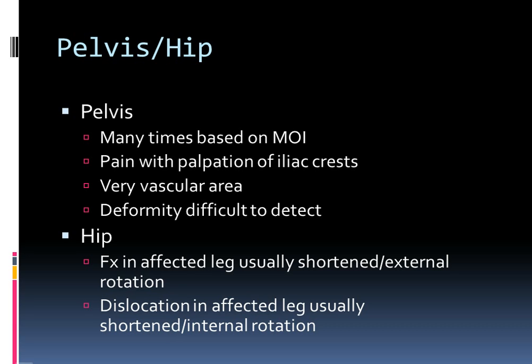Versus a hip fracture, where the affected leg is usually shortened in external rotation. With hip dislocations, the affected leg is usually shortened in internal rotation. So fractures are usually external, and hip dislocations are usually internally rotated on the leg. So make sure you know the difference and splint accordingly.